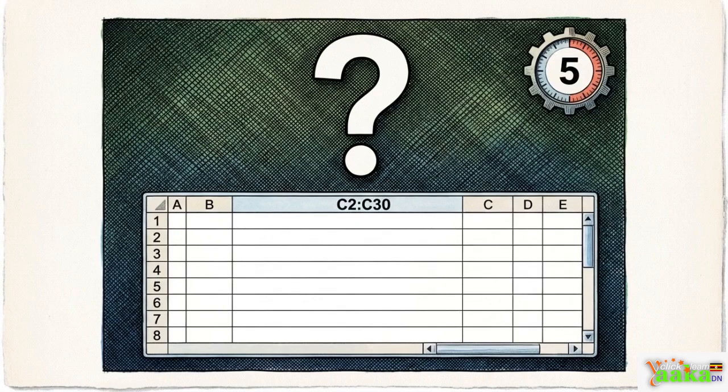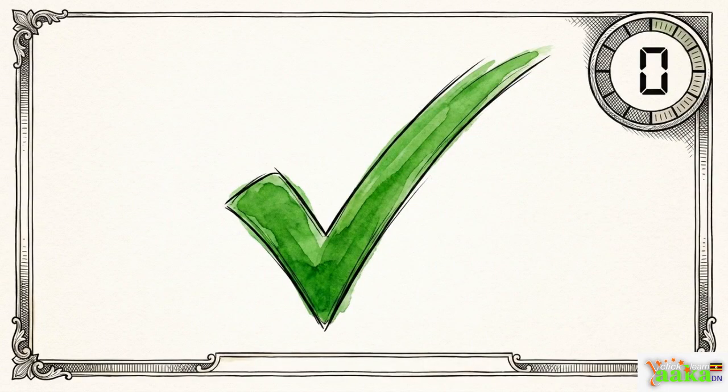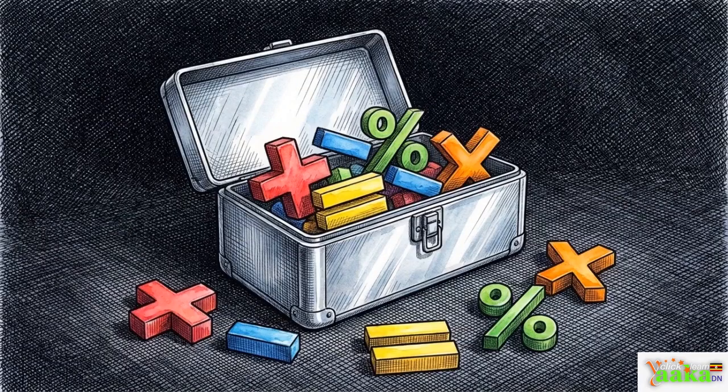If student ages span from cell C2 to C30, write the exact function to find the youngest age. You have 5 seconds. The correct formula is equals MIN, then the range C2:C30 inside parentheses. These functions act as prepackaged math tools, allowing you to execute complex statistical analysis in seconds.